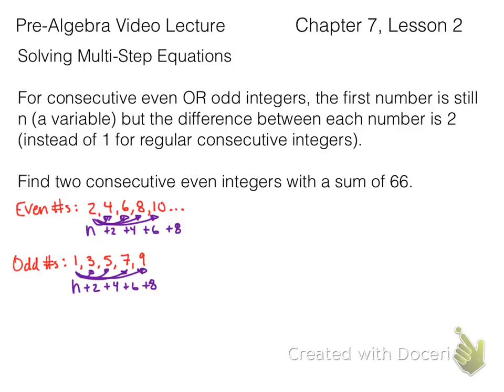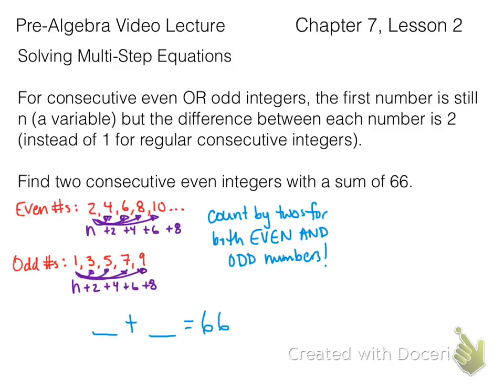Okay, let's do an example problem. Find 2 consecutive even integers with the sum of 66. So since we're counting by 2's for both even and odds, we got to set it up like this. The first number is going to be an even number, right? Because we know it's even, but we don't know what it is, so we're going to make it n.